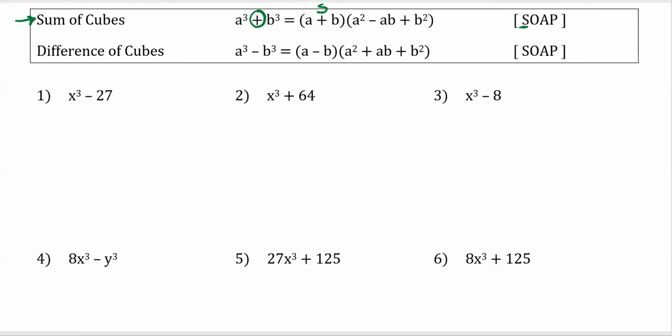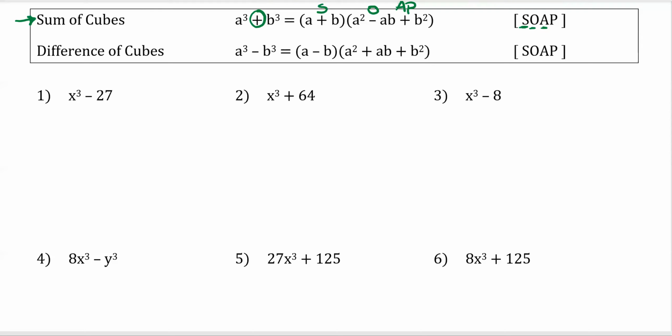The next factor is a squared minus ab plus b squared. The first factor has the same sign. The next sign is the opposite of that sign. The last sign is always positive. So the SOAP over here stands for same, opposite, always positive. And it's just going to help you remember the signs. So if you have a difference, your first factor is a minus, then a plus, and then a plus for the signs of your factors. I think this is a little easier if we just try some practice problems.